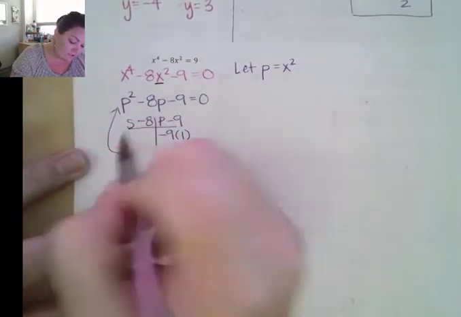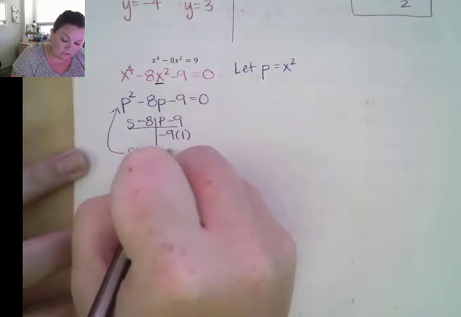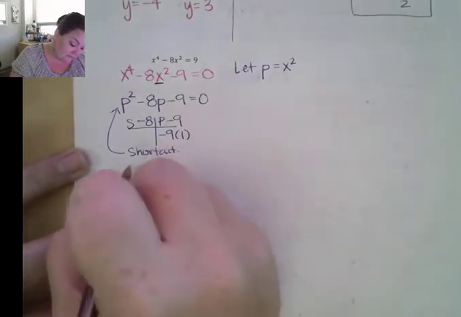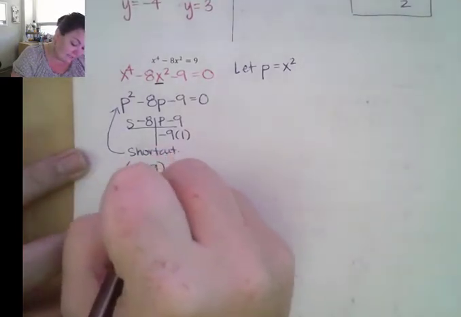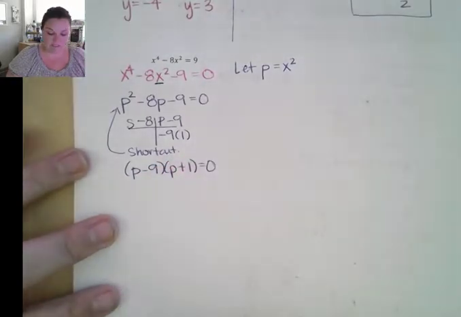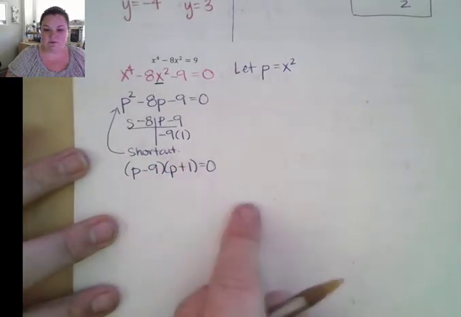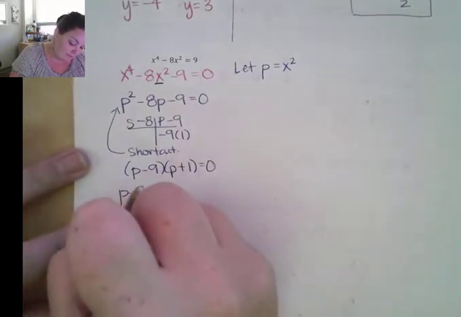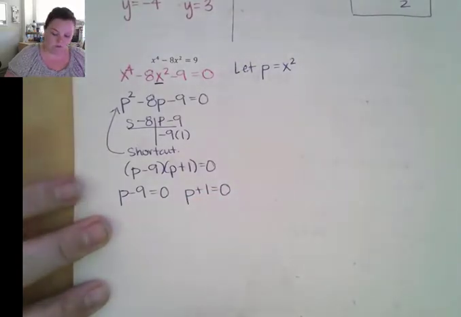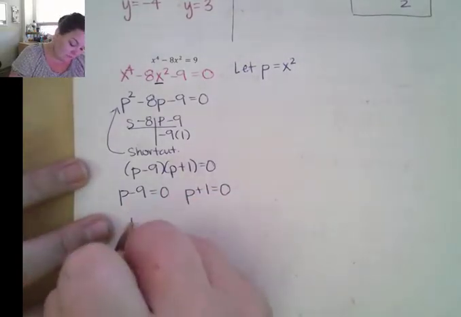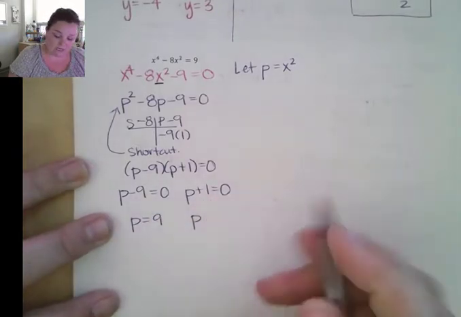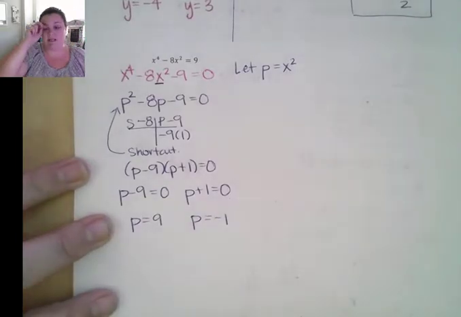And my leading coefficient is a 1, which means that I can use my shortcut for using the p variable here. So this means I have p minus 9 and p plus 1 equals 0. And then I just set each of these equal to 0 so I can solve. So p minus 9 equals 0 or p plus 1 equals 0. When I solve, I move my 9 over, which gives me p is equal to 9. And here I move my 1 over by subtracting, which gives me p is equal to negative 1.